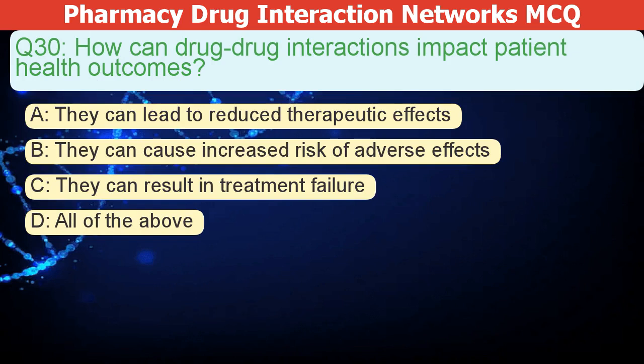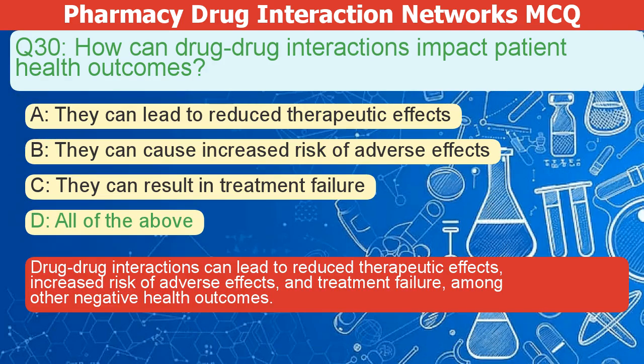How can drug-drug interactions impact patient health outcomes? A. They can lead to reduced therapeutic effects. B. They can cause increased risk of adverse effects. C. They can result in treatment failure. D. All of the above. The correct answer is D. Drug-drug interactions can lead to reduced therapeutic effects, increased risk of adverse effects, and treatment failure, among other negative health outcomes.